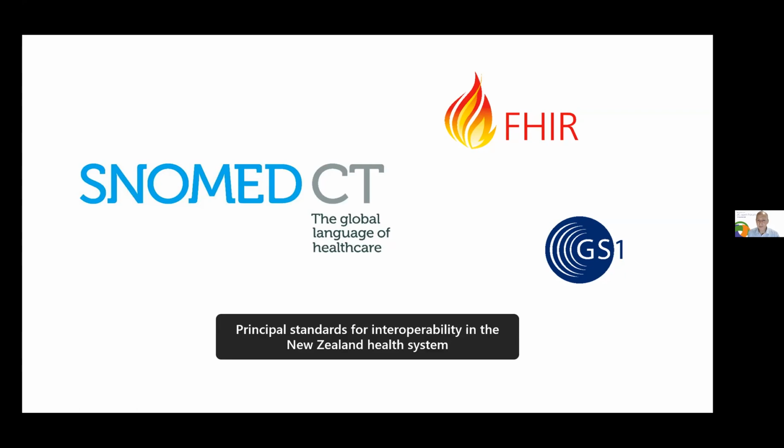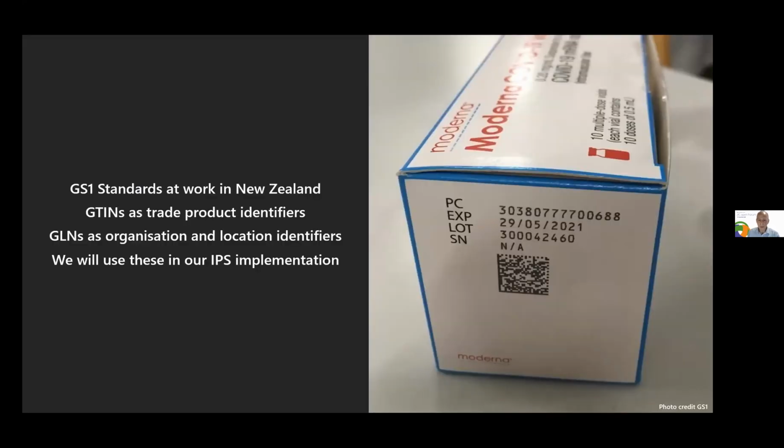Next slide, please. I would mention the GS1 standards for automatic identification and data capture that are used in New Zealand. Our medicines, devices and supplies carry barcoded GTINs, and healthcare organisations and facilities are assigned global location numbers, GLNs, as standard identifiers. And we've used them in our COVID QR posters, for instance. Next slide, please.